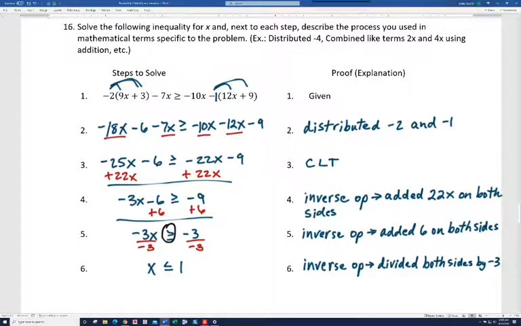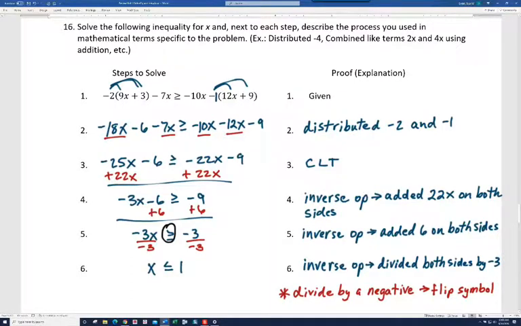All right, let's move on to number 17. Oh, and again, because we divided by a negative, we flipped the symbol. You want to make sure you don't forget that. The only time, as you're solving an equation like this, that you switch that symbol is when you multiply or divide both sides by a negative number. It's got to be negative. It's got to be multiplication or division.